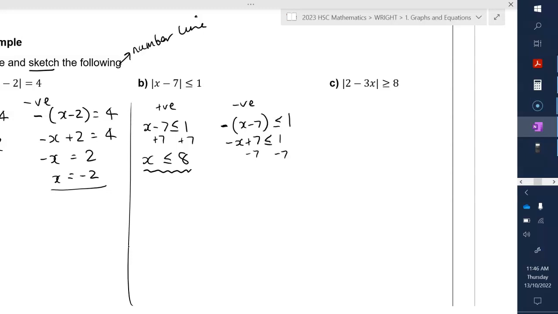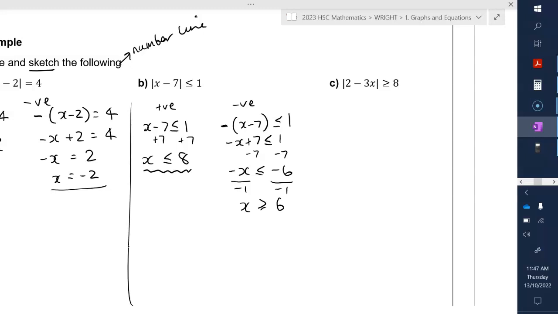So we get minus x plus 7 is less than or equal to 1. Let's take 7 from both sides. So we get minus x is less than or equal to minus 6. And now we're going to divide by that minus 1. If we divide both sides by minus 1, that sign will flip around the other way. We'll end up with x is greater than or equal to 6 as well.